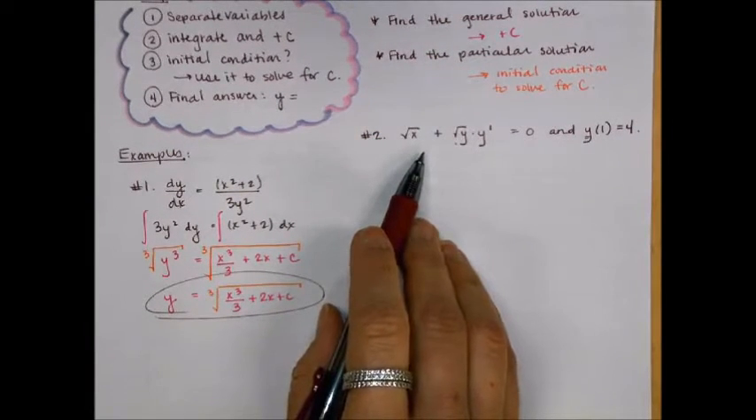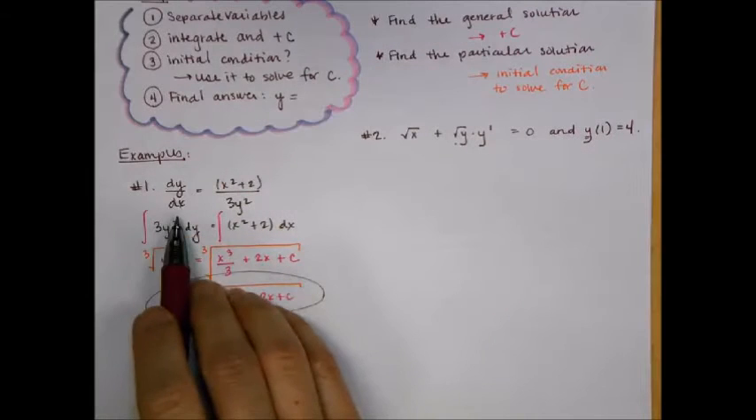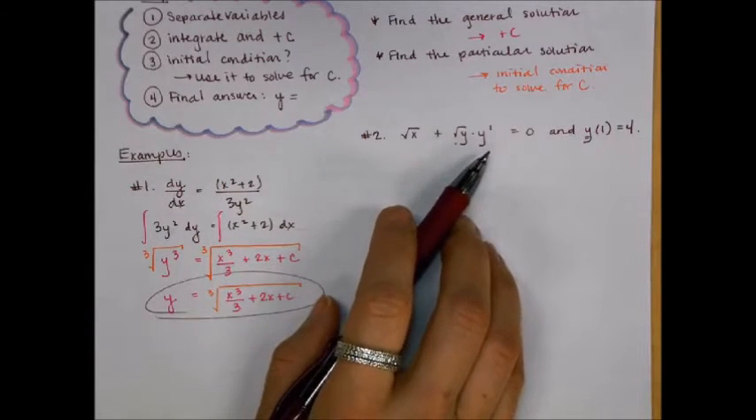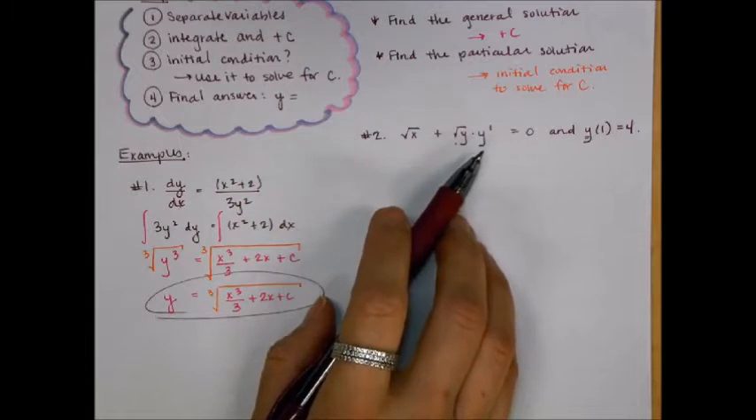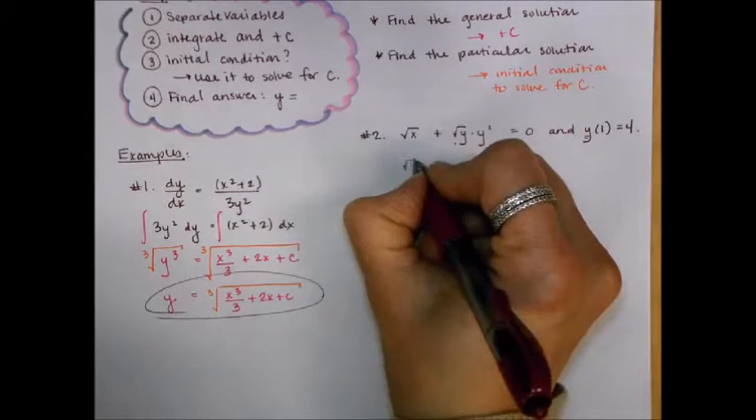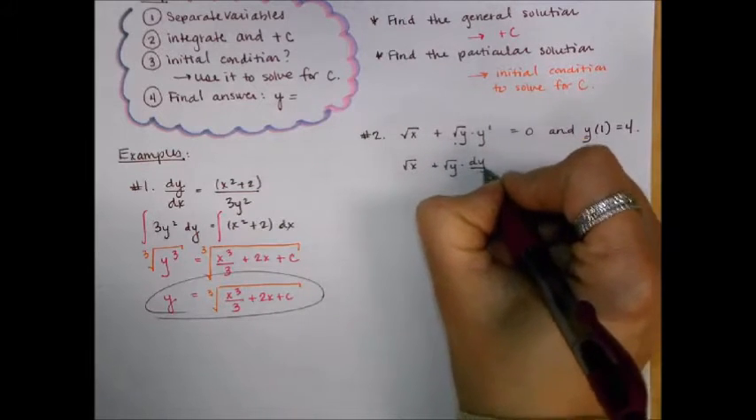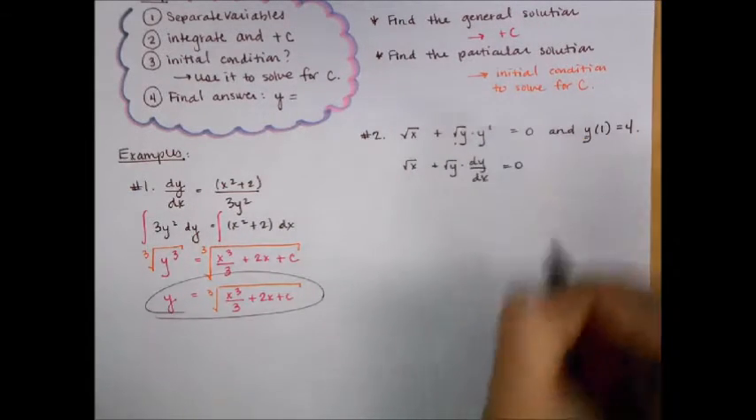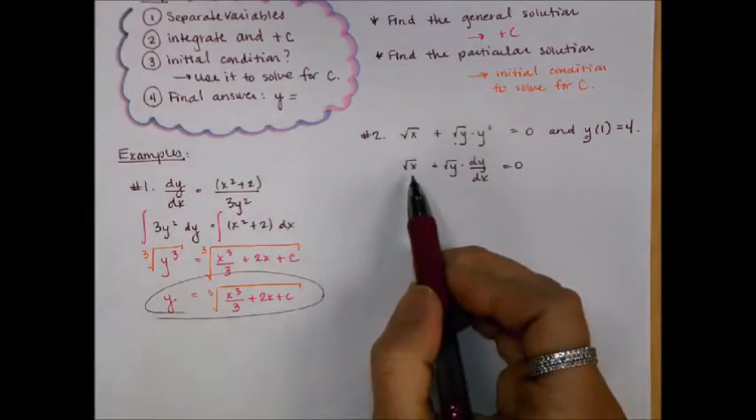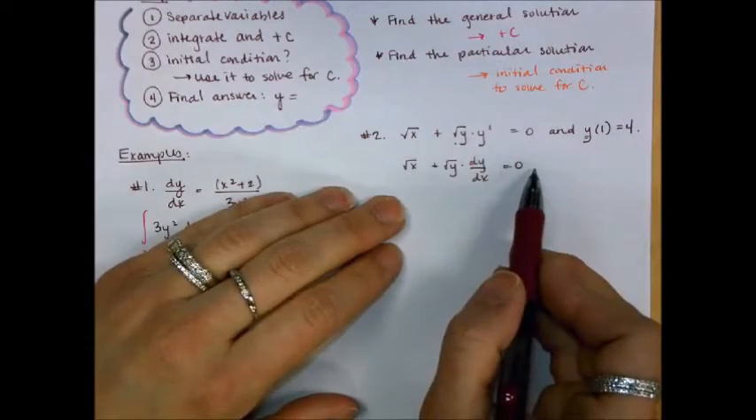So you don't see the dy dx here, and that's because it's hidden inside of the y prime. So we're going to start by rewriting that. And if we'd like to start separating our variables, we'll need to move the root x over here. So I'm going to subtract root x over to the right.